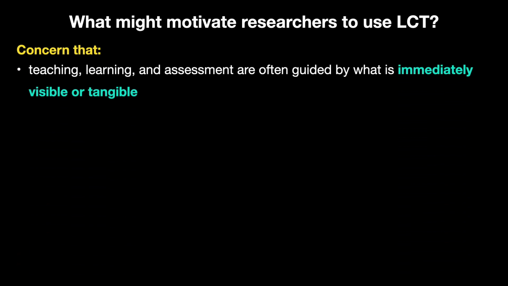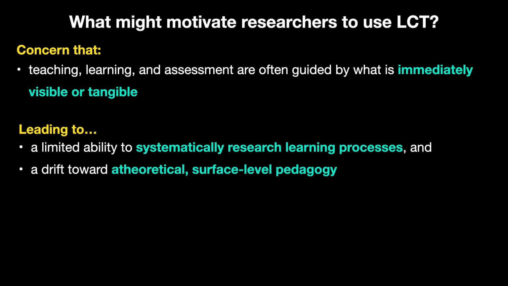A key concern among researchers using legitimation code theory in educational contexts is that teaching, learning and assessment are often guided by what is immediately visible or tangible. The deeper causes, though, of student success or failure can too often remain hidden and under-examined. And this can lead to a limited ability to systematically research learning processes and a drift towards a theoretical surface-level pedagogy or other supposed solutions, especially if there is a weak understanding of how knowledge practices differ across disciplines.